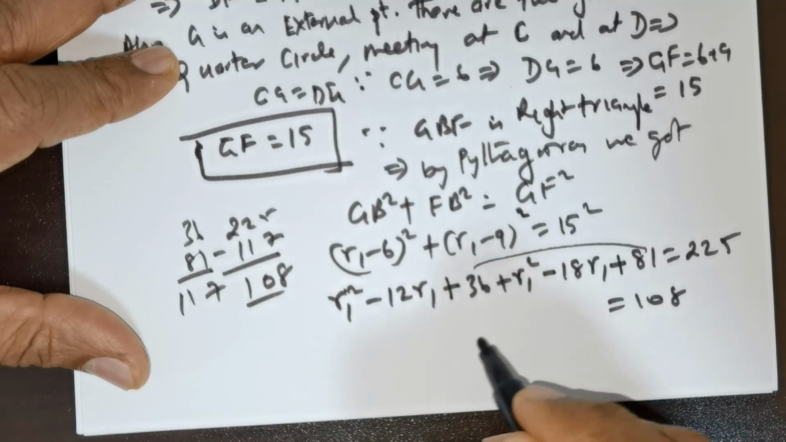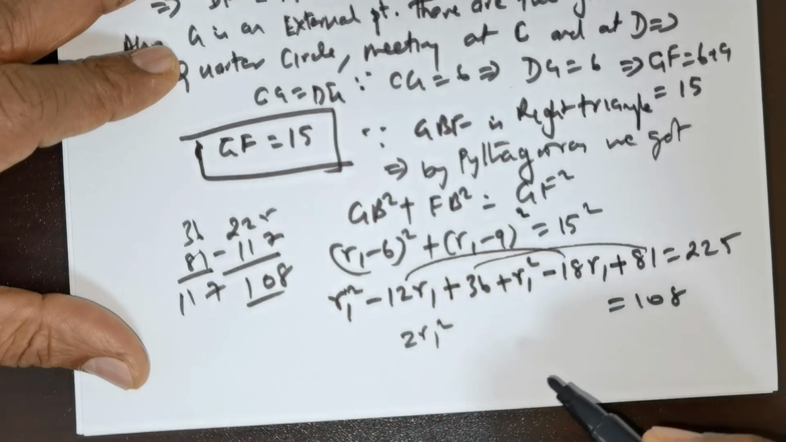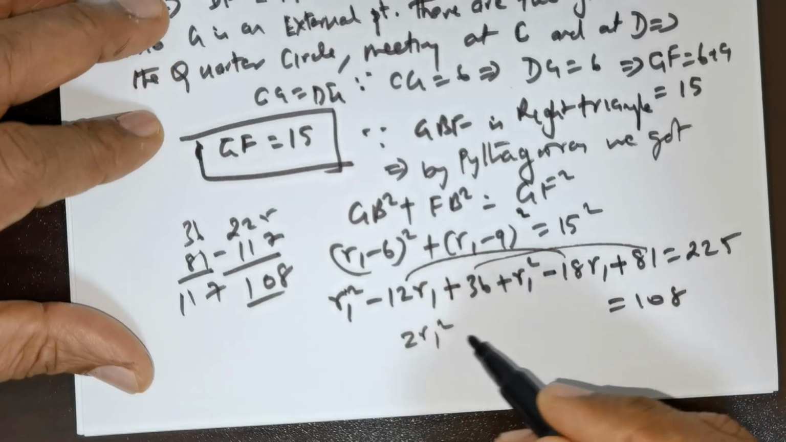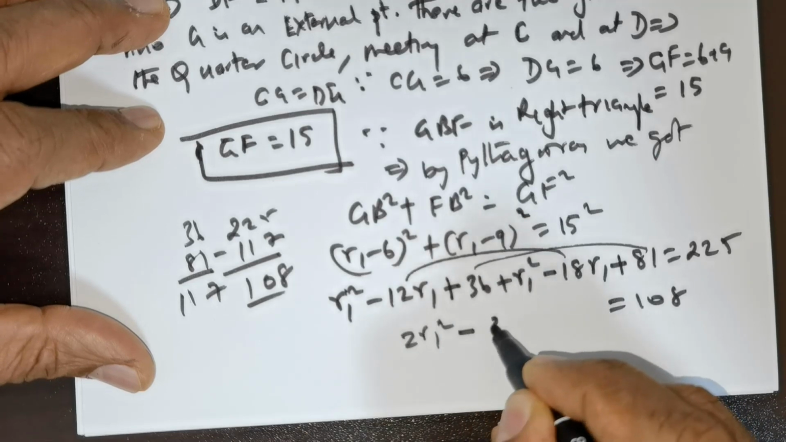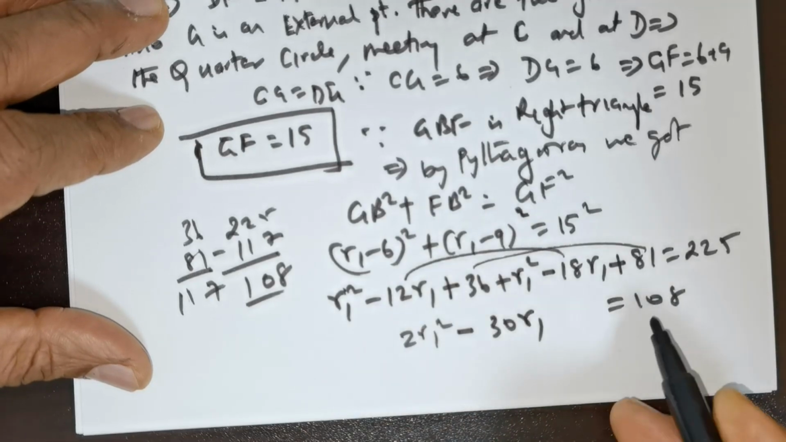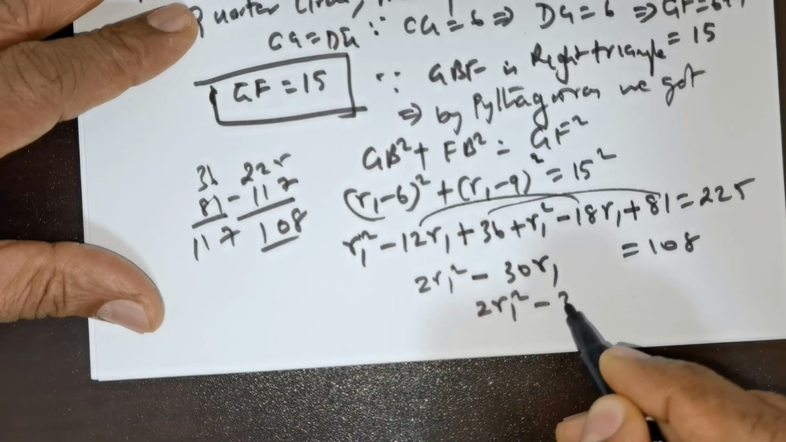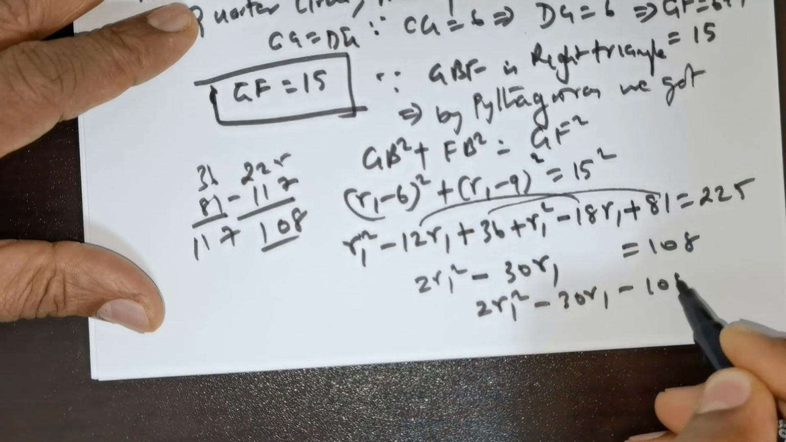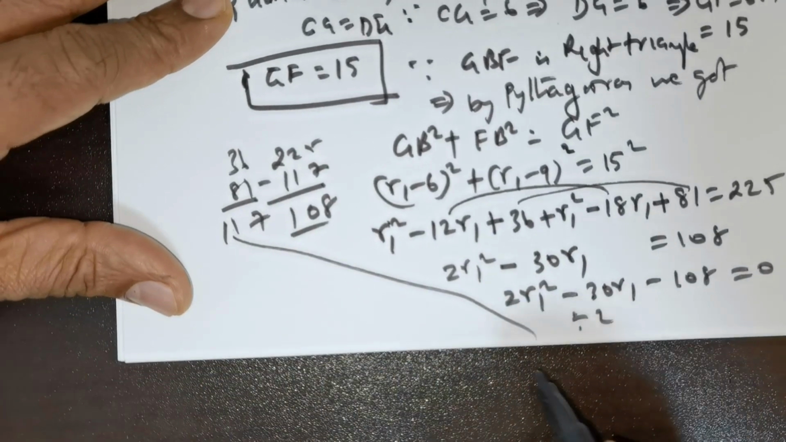R1 squared plus R1 squared is 2 times R1 squared. So minus 12 R1 with minus 18 R1, what is that? 12 plus 18 is 30. So it's going to be minus 30 R1. And you bring this to the other side. So you got 2 R1 squared minus 30 R1 minus 108 is equal to 0. You divide by 2. What do you get?